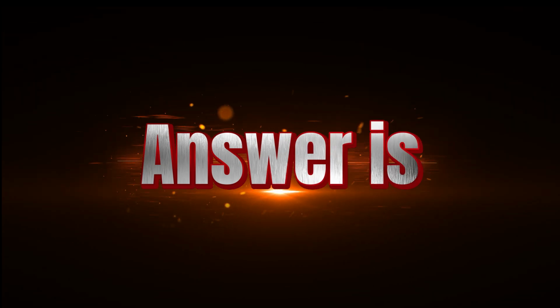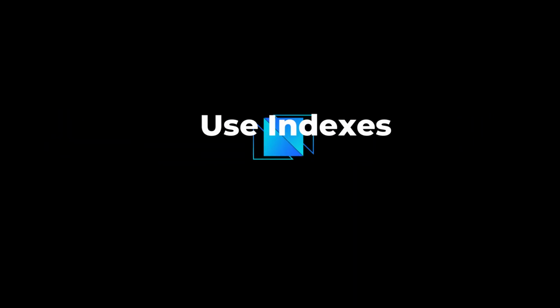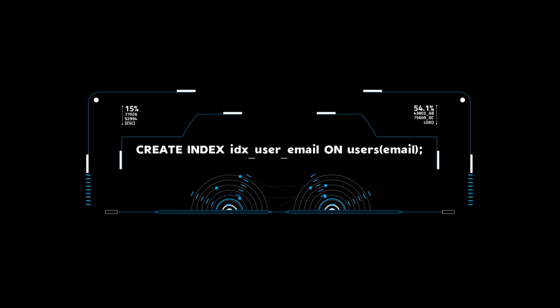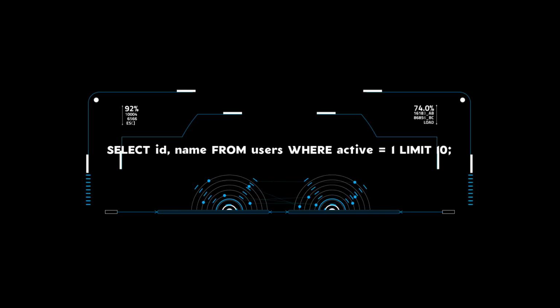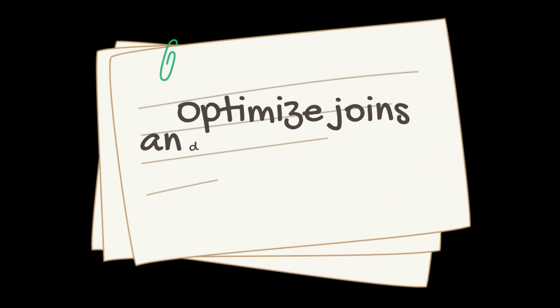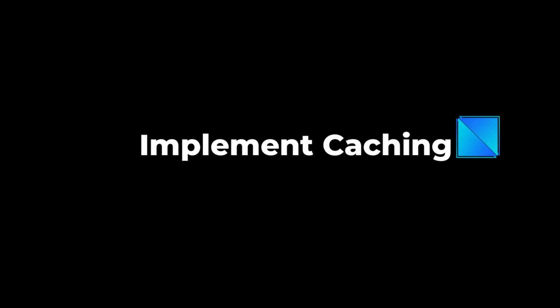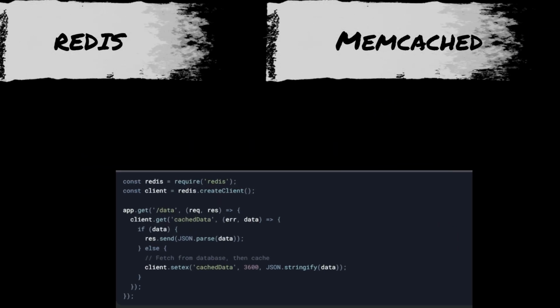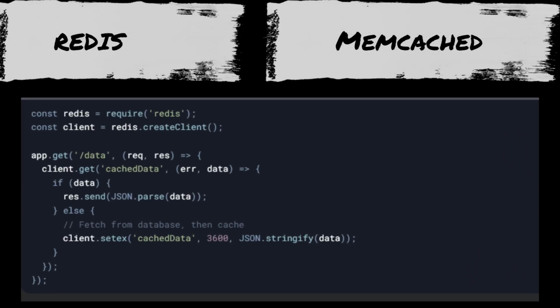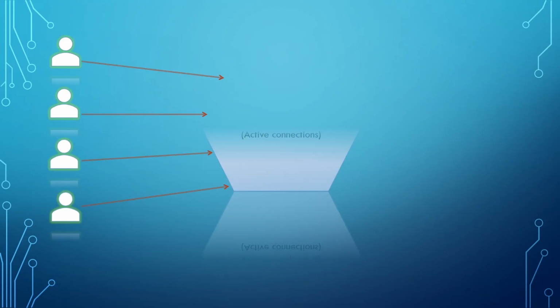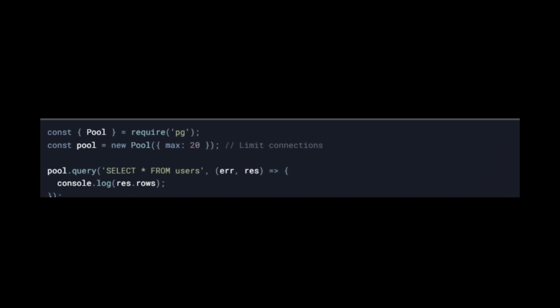Answer is: use indexes. Add indexes to frequently queried fields to speed up search operations. Optimize queries. Avoid SELECT * and fetch only necessary columns. Use LIMIT to restrict the number of rows returned. Optimize joins and avoid nested queries. Implement caching. Use caching tools like Redis or Memcached to store frequently accessed data. Use connection pooling. Reuse database connections instead of creating new ones for each query.